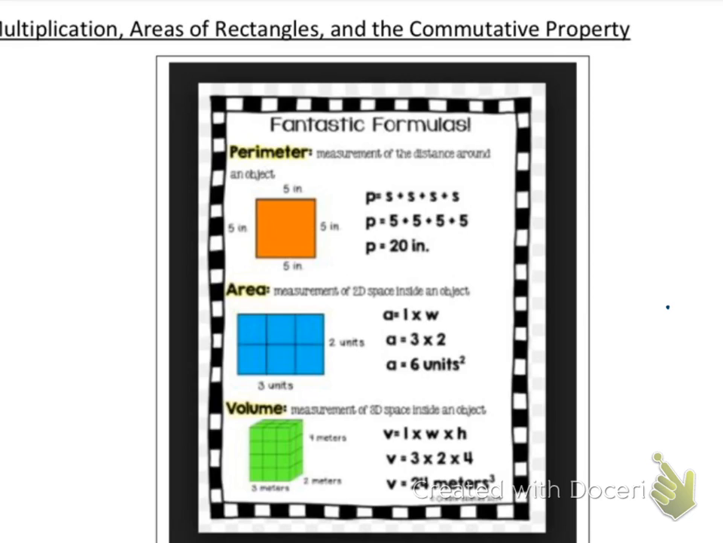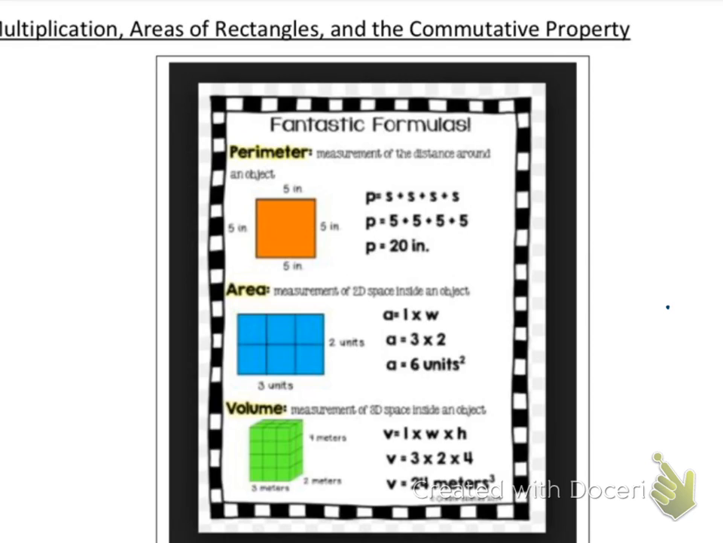Okay, so here they are calling these fantastic formulas. They are everyday formulas that your students should become familiar with. They are formulas that they'll use throughout their life in math and just throughout life in general. So perimeter means around. You measure around the distance because peri, that prefix, means around. So when you see perimeter, you're going to go around.